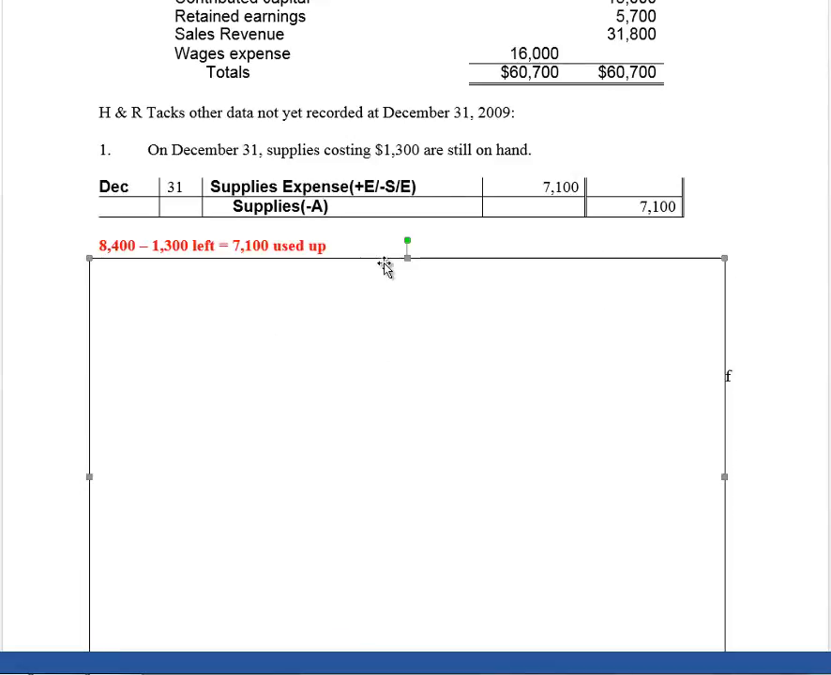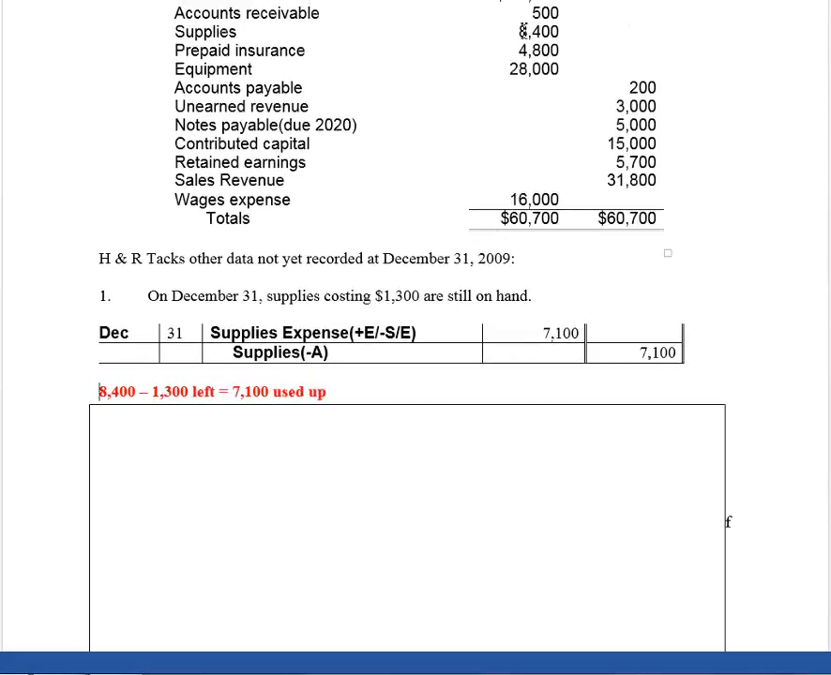How did I know it was $7,100? Because again, I started with $8,400 in the account, but I've only got $1,300 left.